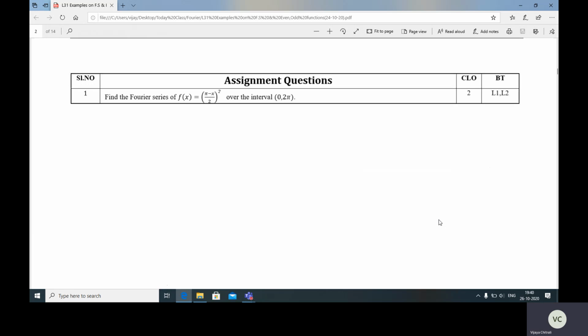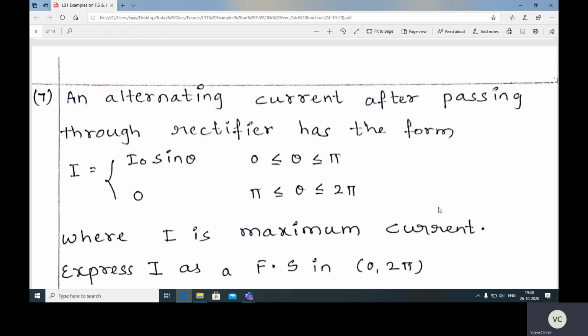An alternating current after passing through a rectifier has the form I is equal to I naught sine theta, where theta lies between 0 to pi, and I is equal to 0, where theta lies between pi to 2 pi, where I is the maximum current. Express I as a Fourier series in 0 to 2 pi.